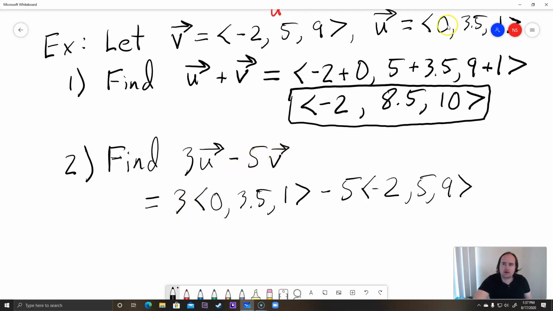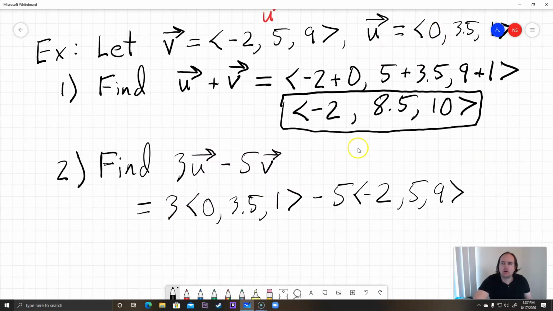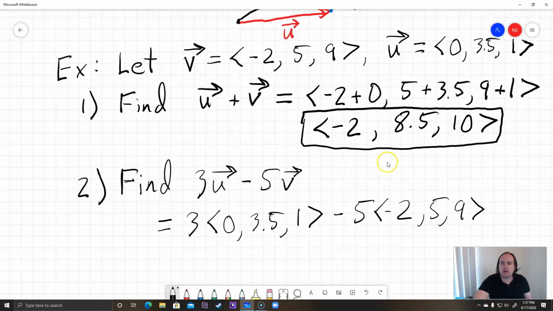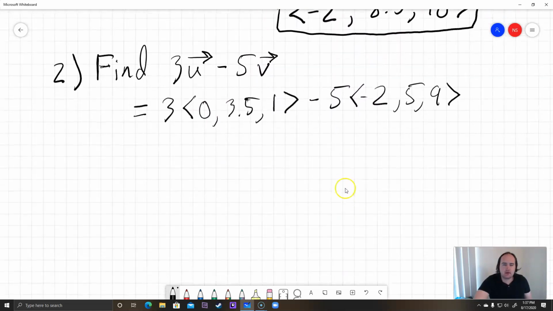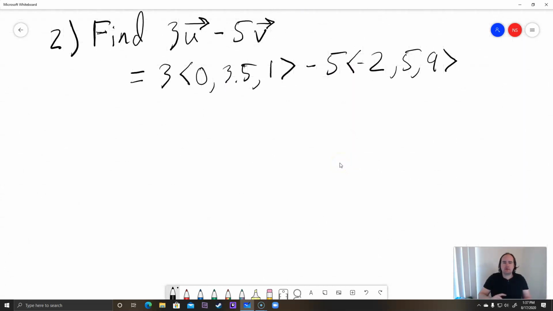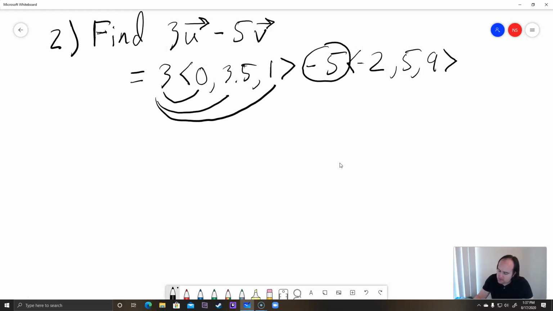So we got 3 times vector u minus 5 times vector v. And then what did I say you're supposed to do with scalar multiplication? Well, you actually want to just distribute the number. So here we're going to distribute the 3 for the first one. And then for the second vector, we're going to be distributing the negative 5. Remember, you don't just distribute the 5, you also distribute the negative, and you multiply each component.